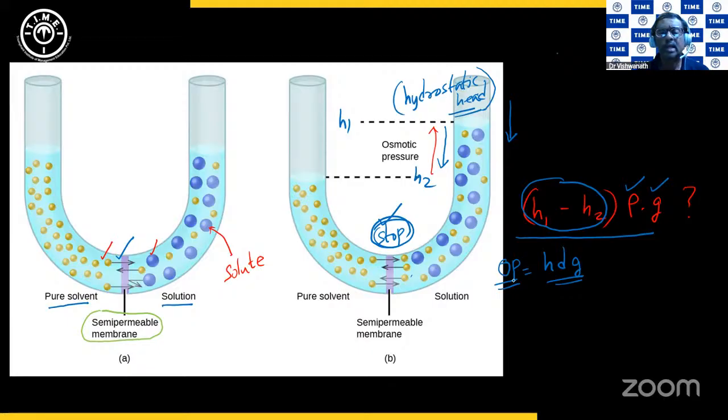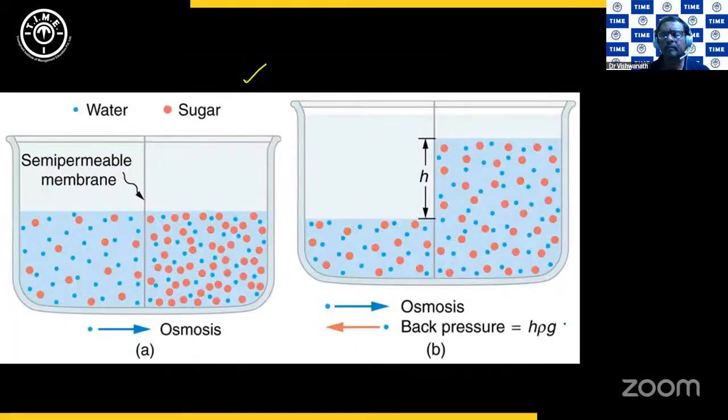In the next slide, this is even more clear. This is the back pressure. There is a hydrostatic head of pressure. The height difference comes out. This is taken as H. So H into rho, that is the density, into the acceleration due to gravity. Clear? So osmotic pressure can also be measured as the pressure to be applied on the more concentrated side to stop osmosis. Clear?